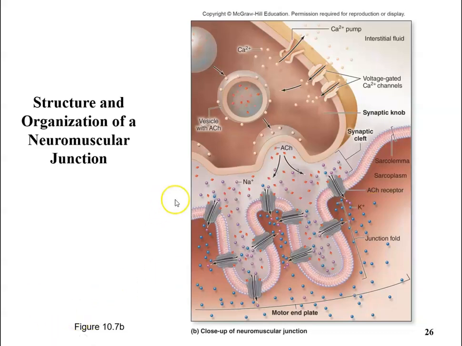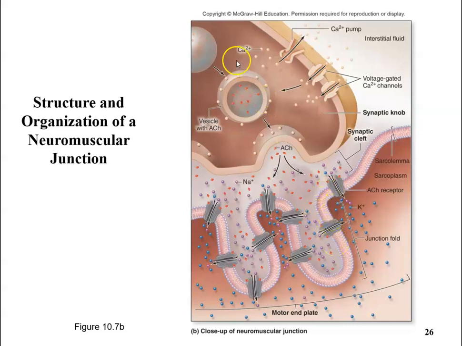All right, so here we're looking at the neuromuscular junction. This is the end of the nerve, or the neuron, excuse me. So this is the synaptic knob. This is the synaptic cleft, that space between the neuron and the muscle cell. And then here's the motor end plate, this whole region right here where all of these acetylcholine receptors are. And this is on the sarcolemma of the muscle cell.